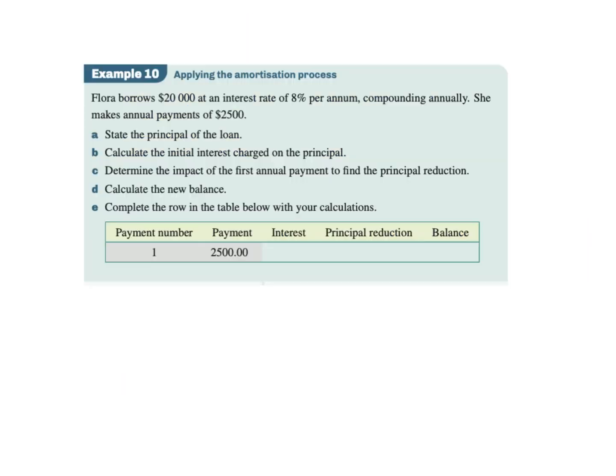Okay, so Flora wants to borrow 20,000 at an interest rate of 8% per annum compounding annually. So this was my rate per annum, and PPY, because it's just happening annually, is 1. She makes an annual payment of $2,500, so they're her payments. You can see down here they've just got the first line of the amortisation table, and they're putting that payment in there.